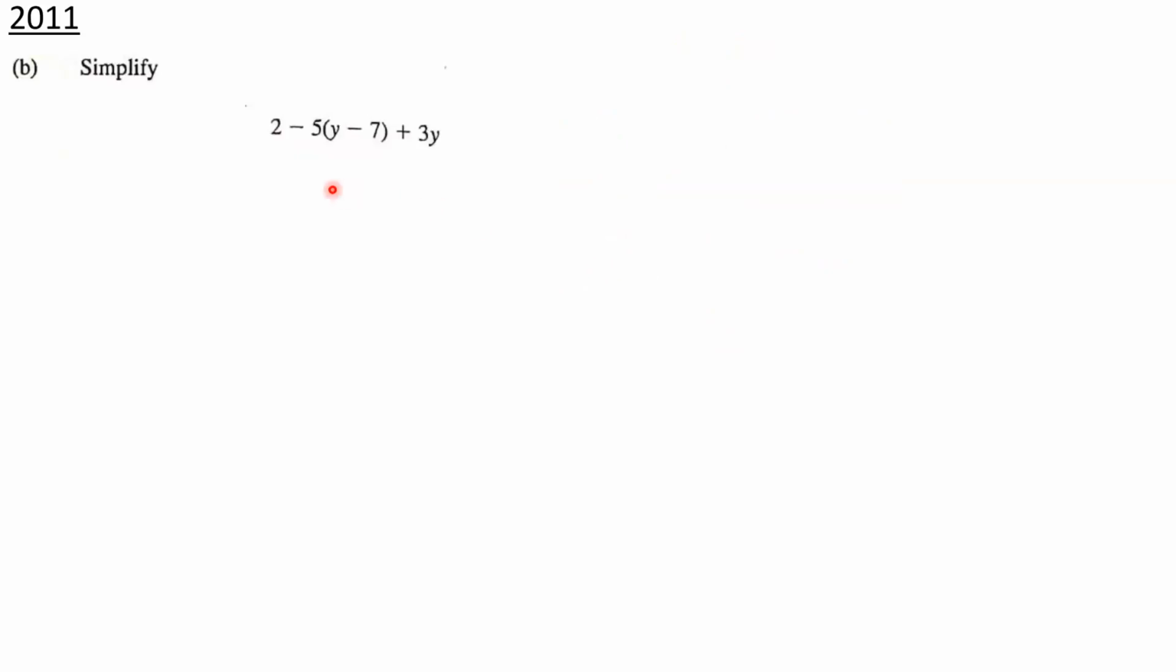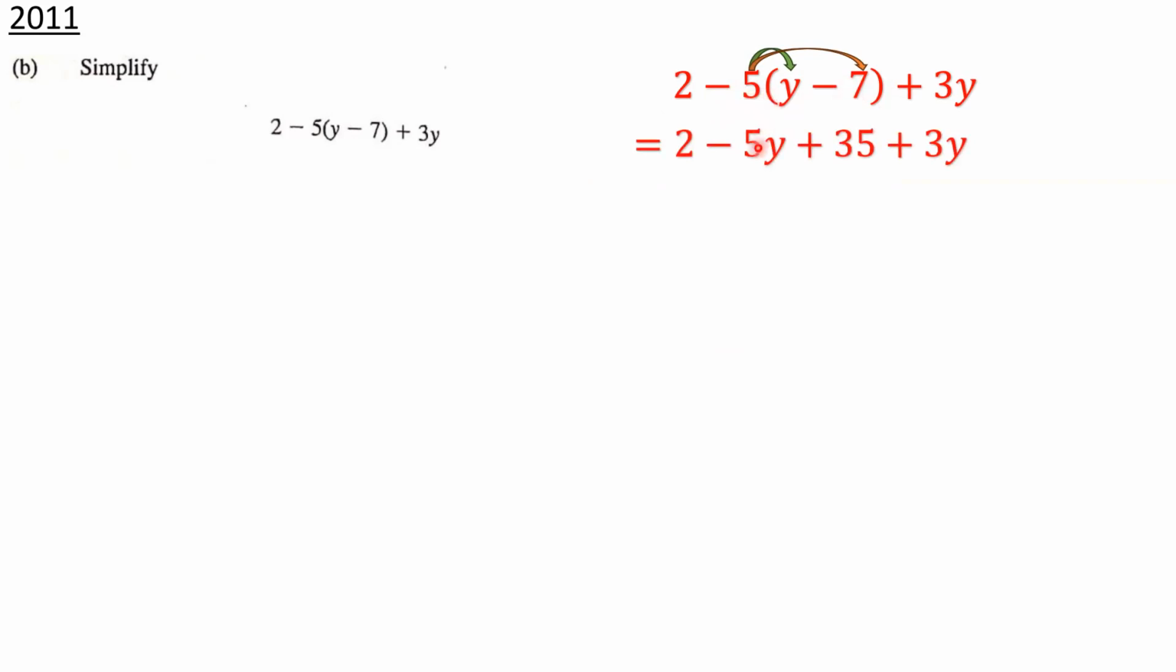Here we have 2 minus 5 open bracket y minus 7 close bracket plus 3y. The first thing that we're going to do is distribute the negative 5. And so we're going to say negative 5 multiplied by y, and then negative 5 multiplied by negative 7. That's going to be negative 5y, and negative 5 multiplied by negative 7 is going to be positive 35, because a negative times a negative is definitely going to be a positive. And so we have 2 minus 5y plus 35 plus 3y.